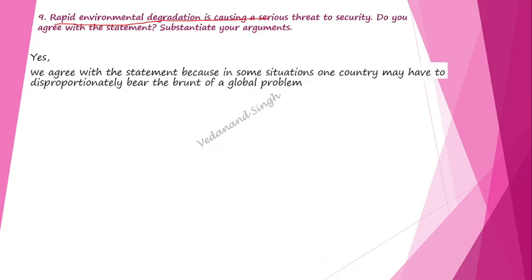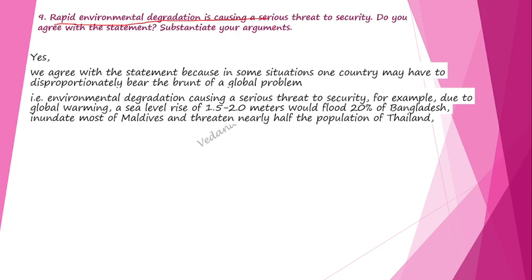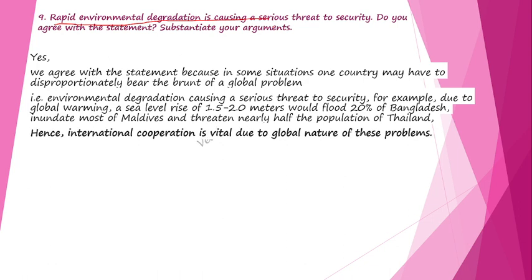Now we agree with the statement because in some situations one country may have to disproportionately bear the brunt of a global problem. For example, environmental degradation causing a serious threat to security. For example, due to global warming, a sea level rise of 1.5 to 2.0 meters would flood 20% of Bangladesh, inundate most of the Maldives, and threaten nearly half of the population of Thailand. Hence international cooperation is vital due to the global nature of this problem.